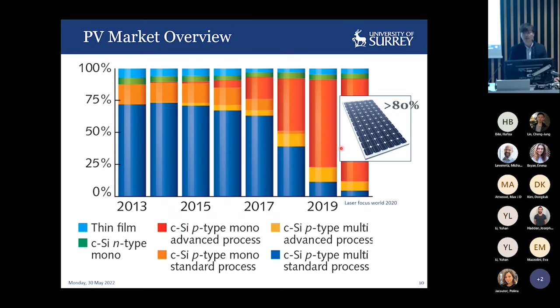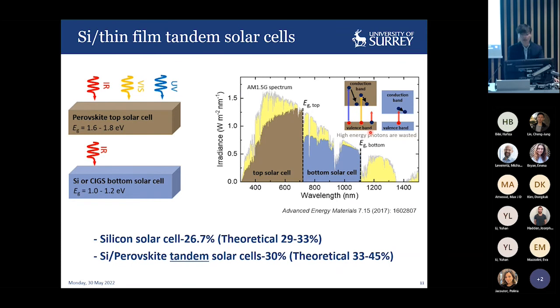So in 2020, I think we have more than 80% of single crystalline monocrystalline silicon panels. So thin films are not that impactful in the PV market at this stage. However, many people are expecting to see a usefulness of the thin film, especially for tandem solar cells, which use a silicon cell as a bottom cell, and we are going to deposit a wide bandgap thin film solar cell.